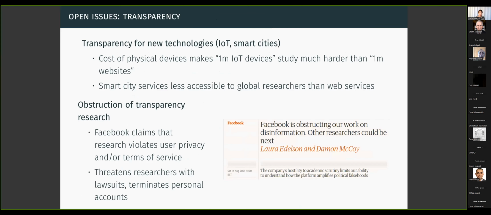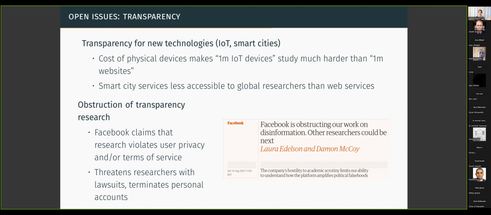Now these studies have all looked at transparency on the web. But of course, the technological progress doesn't stop at the web. And nowadays, we have other technologies that are also very relevant. We have the Internet of Things, for example, where people put devices like smart speakers or smart door locks, smart doorbells, smart heating systems into their homes.